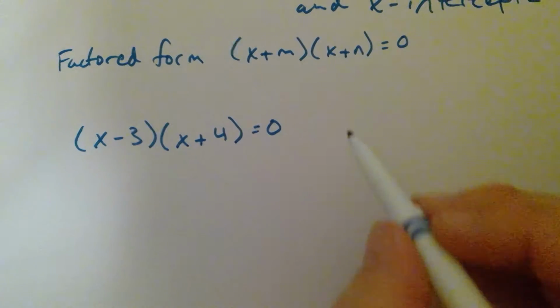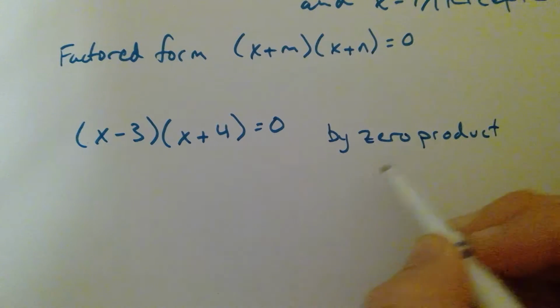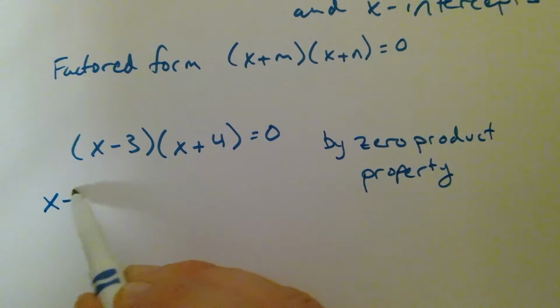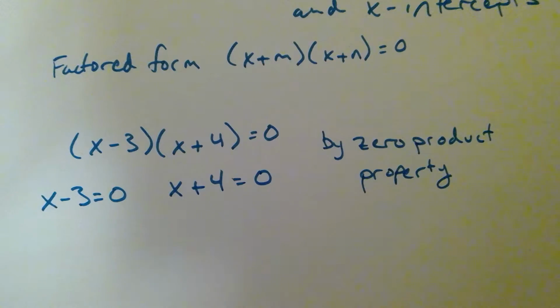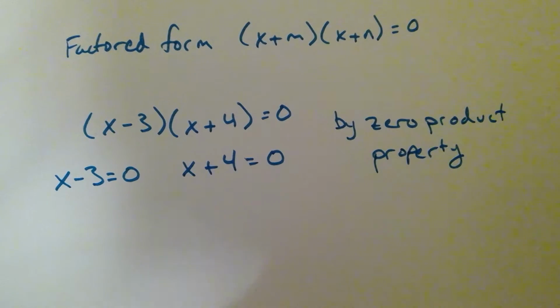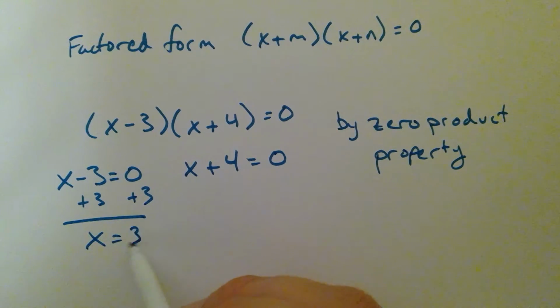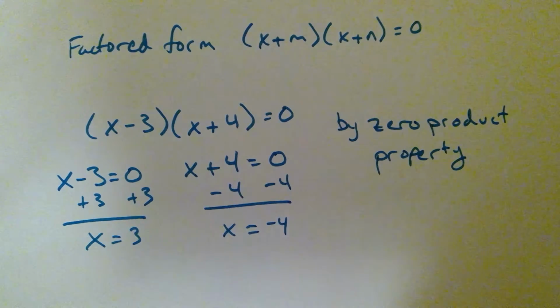So by the zero product property, which we talked about in class, we know that x minus 3 equals 0 and x plus 4 equals 0. Now all you have to do is get x by itself. Adding 3 on both sides, x equals 3. Subtracting 4 on both sides, x equals negative 4. We're done. Once you get it into factored form, your solutions are real quick.